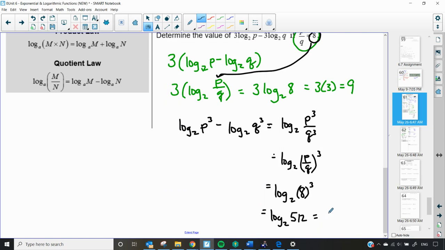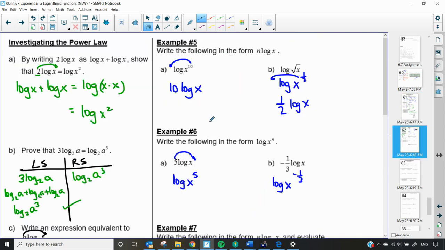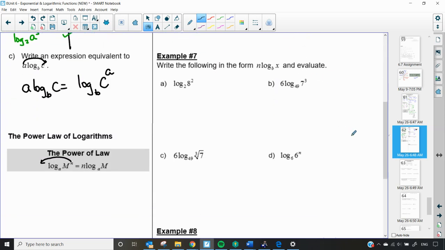So again, we can use other properties to simplify. All right. Moving on to example number 7. We're asked to write the following in the form n log base b of x and then evaluate. So we're going to bring this 2 forward and we're left with 2 in front, 2 log base 2 of 8. And log base 2 of 8 is 3. So 2 times 3 is 6.